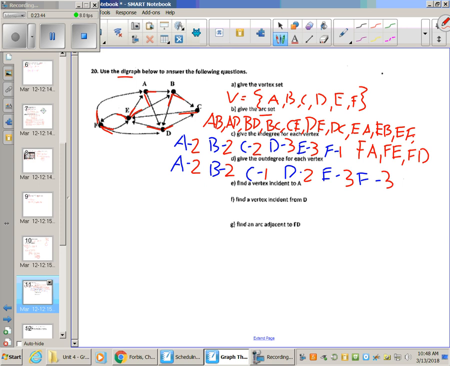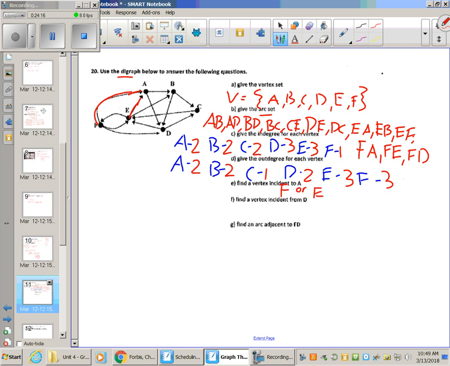Okay, makes sense. Good to go. Awesome. All right, don't let these next ones confuse you because they're not too bad. You just have to memorize what these mean. So find a vertex that is incident to A. Now, whenever I say that, I'm meaning find a vertex that's pointing to A. What vertices are pointing to A? How about F and how about E?